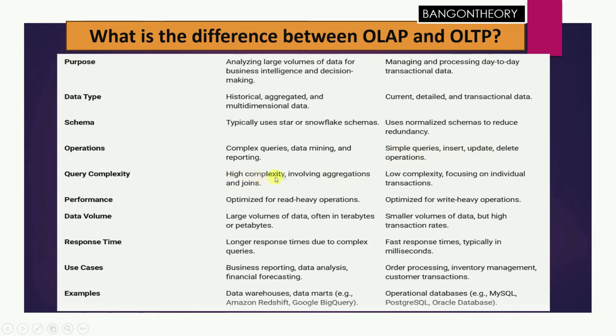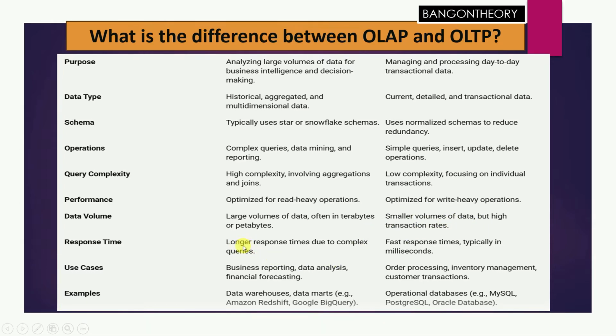Complexity: high complexity in OLAP involves aggregation and joins, and in OLTP low complexity, focusing on individual transactions. OLAP is optimized for read-heavy operations and OLTP is optimized for write-heavy operations. In terms of data volume, OLAP holds a large volume of data, often in terabytes or petabytes for analysis, and OLTP smaller volumes of data but high transaction rates.